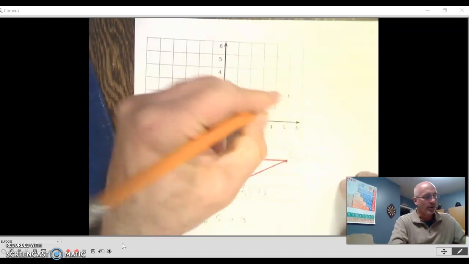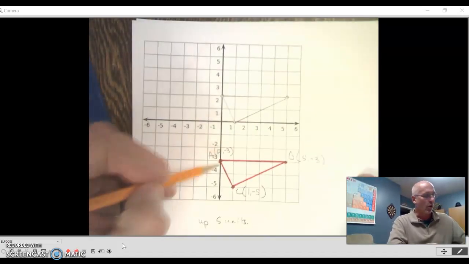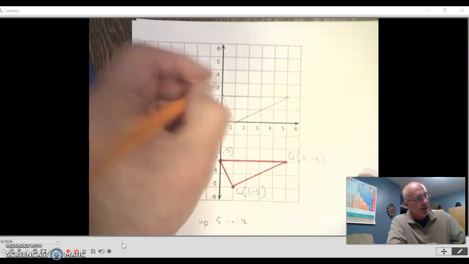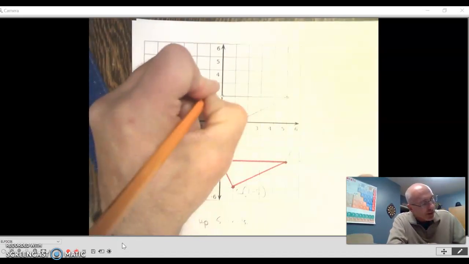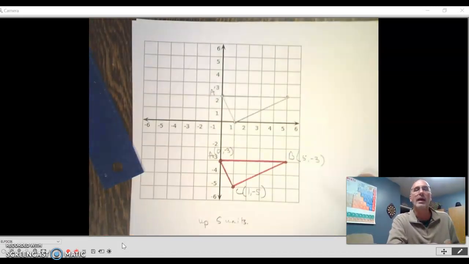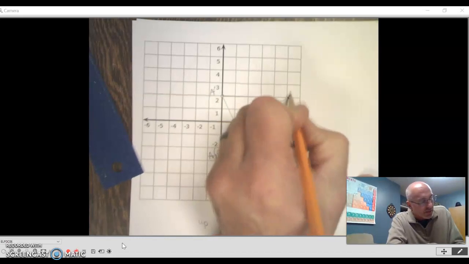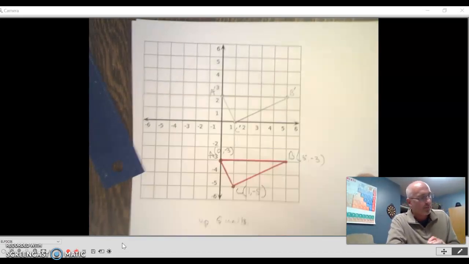Now we also are going to label our points. Whenever we translate a figure, the corresponding points get very similar point names. And this is A, and it moved directly up here. We call it A prime. We put that little apostrophe right there. B is going to be B prime, and C is going to be C prime.